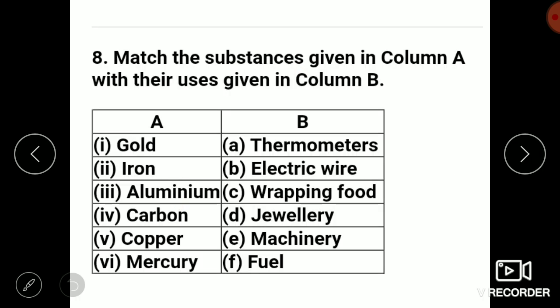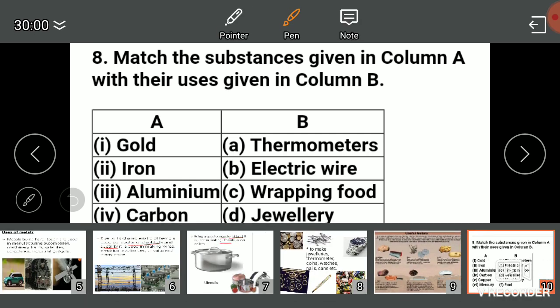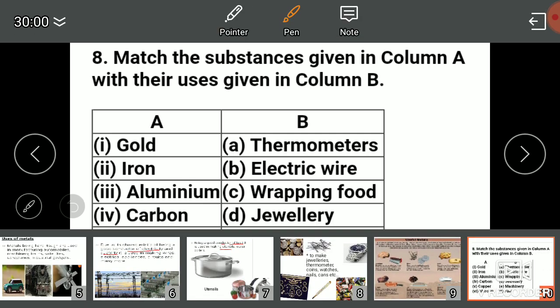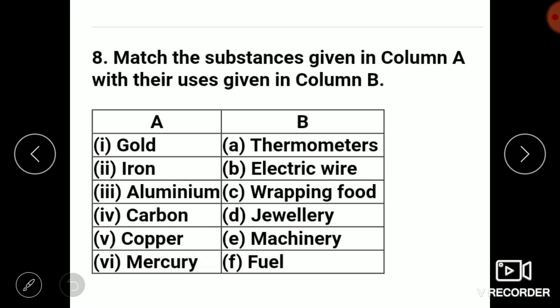So here it is given. Match the substances given in column A with their uses in column B. So two columns are given to you. In column A some metallic names are given, and in B their uses are given. So gold, what will be the use of gold? Let's guess. So gold is used to make jewelry.